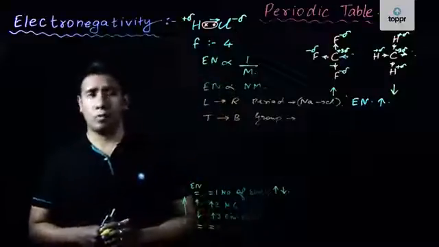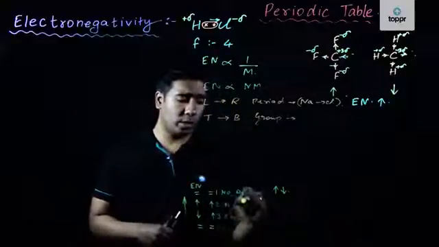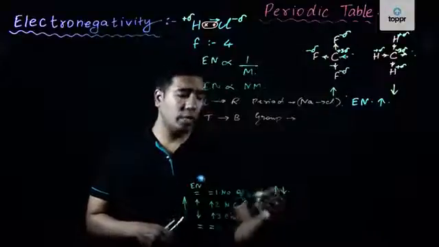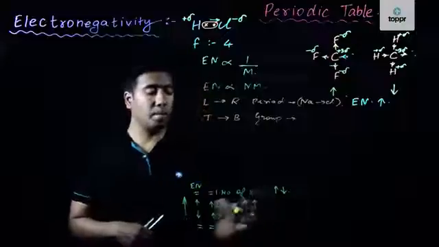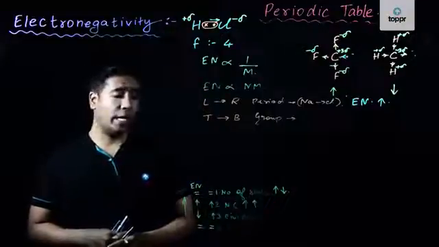Next will be in terms of nuclear charge. Because the nuclear charge increases, the effect should be that the value of electronegativity should also increase. Next, the effect of electronic repulsion.